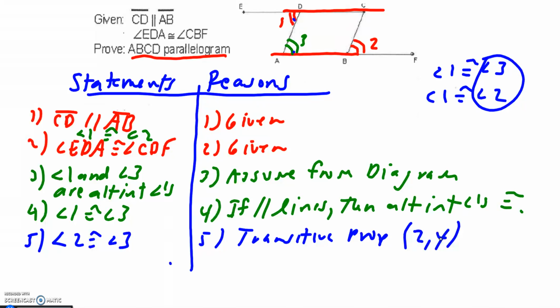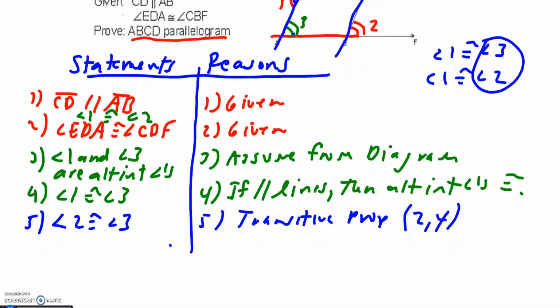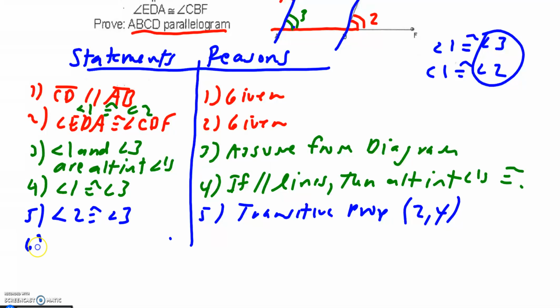And now if I look at angles 2 and 3, these are corresponding angles, and they're congruent. So if I have pairs of corresponding angles that are congruent, that could help me prove that this line and this line are parallel. And once I prove these two blue are parallel, and I'm given that these two red are parallel, I know this has to be a parallelogram. So if I take it from there, I'm going to say angle 2 and angle 3 are corresponding angles, assumed from diagram.